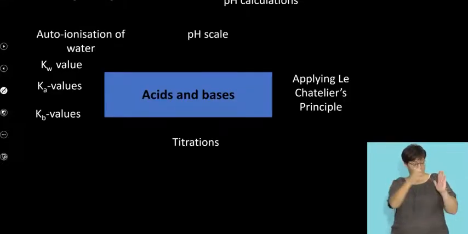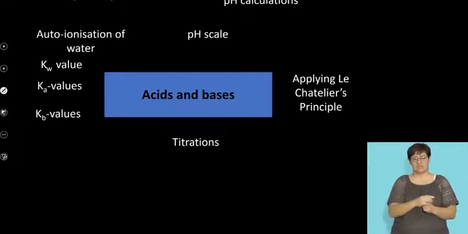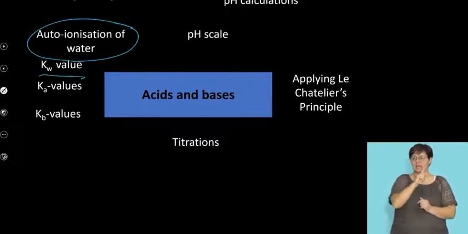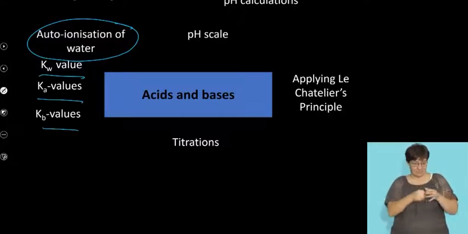When we look at the concept map, I just want to show you that we will do some autoionization in water. We will discuss Kw value, Ka value, and Kb values as we go on.